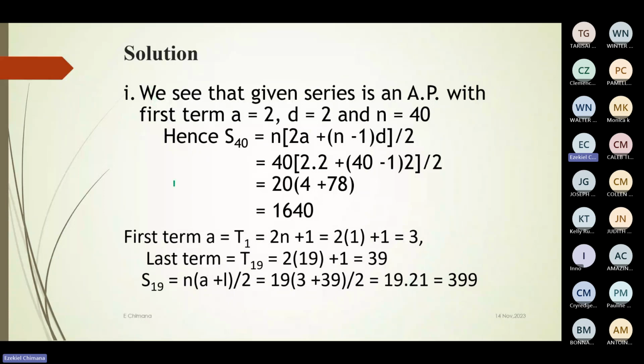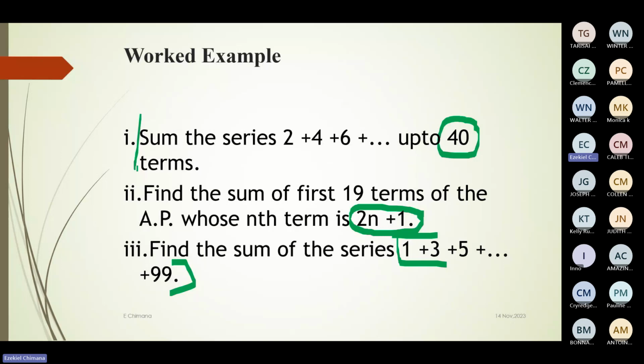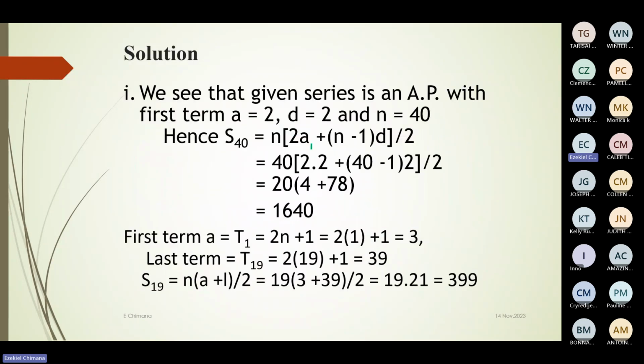So this one, we see that the given series is an arithmetic progression with first term A equal to 2. So our A is 2, and then the common difference: 6 minus 4 is 2, and 4 minus 2 is 2. So the common difference is 2. And then here N is equal to 40. So here our A is equal to 2, and our D is equal to 2 as well, and our N is 40.